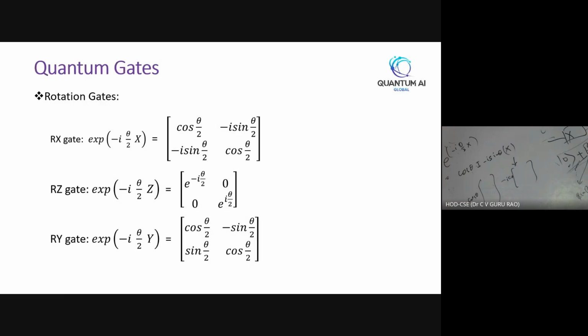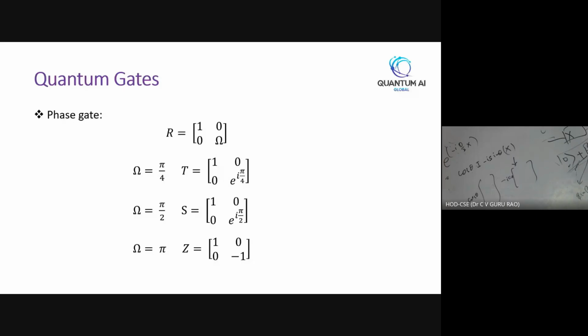The next one is the very basic phase gate, because in the earlier rotation gates, the theta parameter is not fixed. Other than that, if we fix the parameter, there is a specific term for all those gates. We have the T gate if our theta parameter is pi by 4. We have the S gate if the theta parameter is pi by 2. We have the Z gate if the theta parameter is pi.